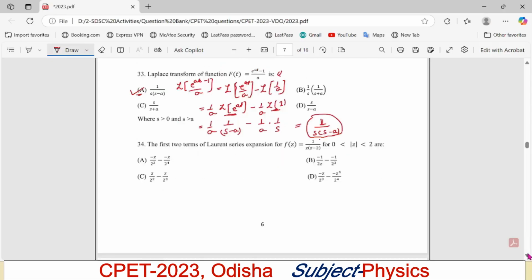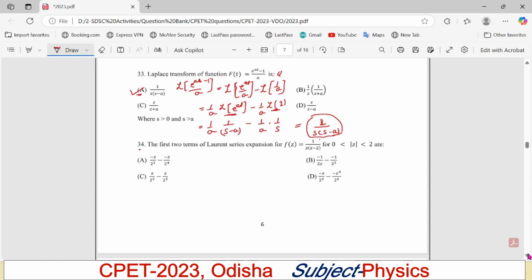Next question, the next question is your 34. The first two terms of the Laurent series expansion for f(z) equal to 1 by z into z minus 2, where the range is given as mod z greater than 0 and less than 2. I suggest that you go through my channel and watch the Laurent series videos. There I solved lots of numericals. You solve those questions, because in future, whatever Laurent series you find in your exam, you can easily solve. But here I am going to solve this question with the method I used in my video.